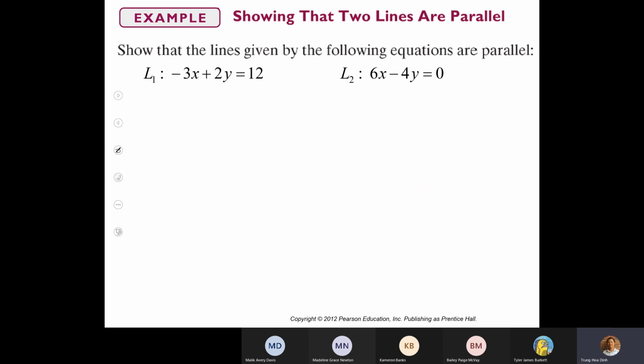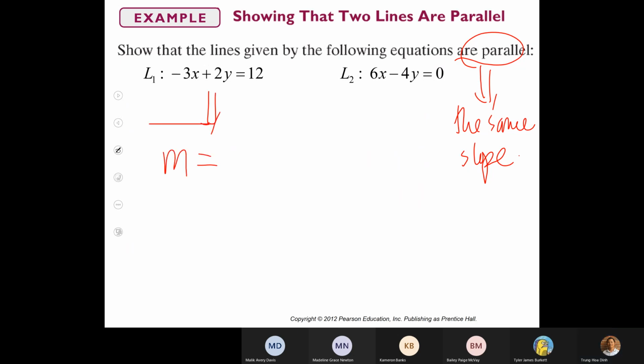Look at this. Are these lines parallel or not? That means you just need to show that they have the same slope. According to the formula I just wrote, would you please tell me the slope of this one, the one with the coefficients? A equal to -3, B equal to 2. So the slope will be negative A over B. The slope is equal to -(-3) over 2, which is 3 over 2. Is that correct?